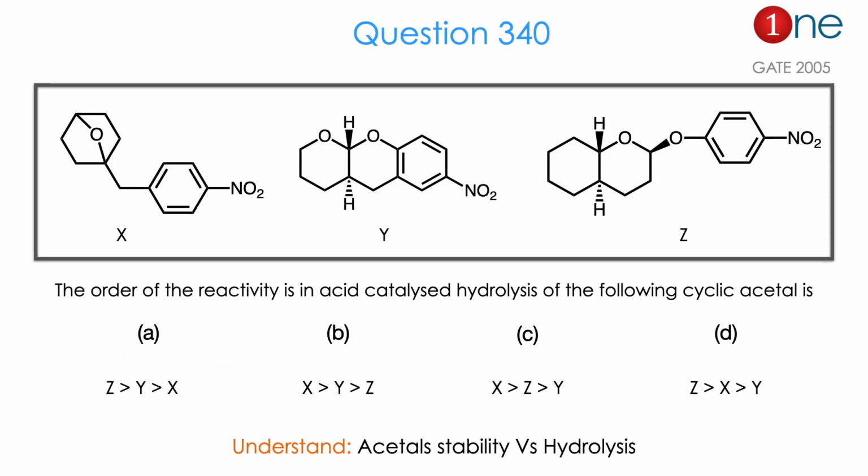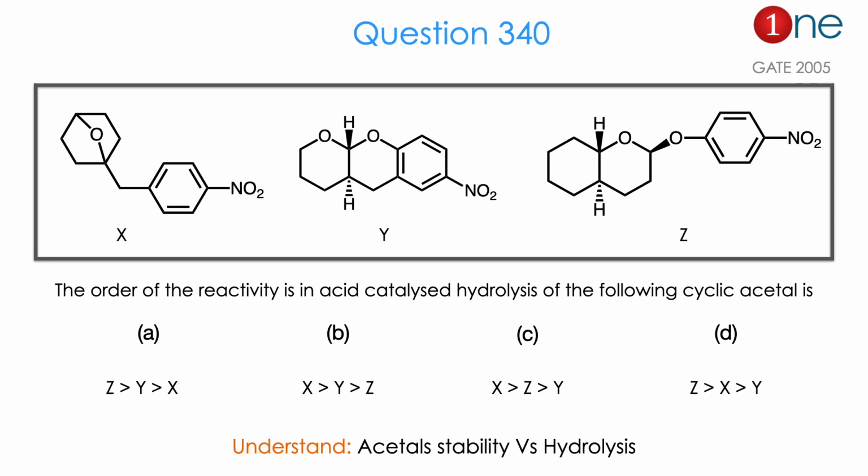Then let us look at the next question. They have given three different compounds X, Y, Z. They are mostly acetals. The first one is a bridged acetal, the second one is a fused acetal, and the third one is an acetal in a different ring system. One with phenyl, one with a cyclic system. So basically three different acetals.